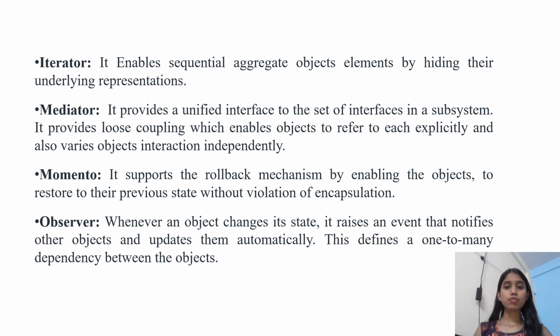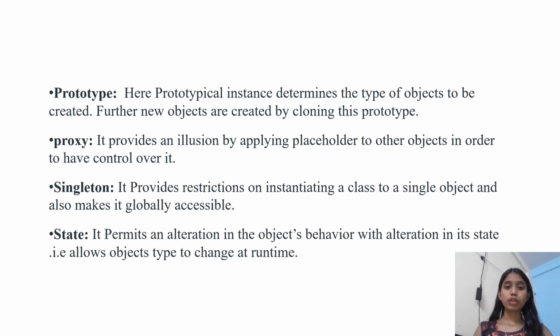Observer. Observer is the one where, whenever an object changes its state, it raises an event that notifies other objects and updates them automatically. This defines a one-to-many dependency between the objects. Prototype. Here, the prototypical instance determines the type of objects to be created. Further, new objects are created by cloning this prototype. Proxy. It provides a placeholder for an object in order to have control over it. Singleton.